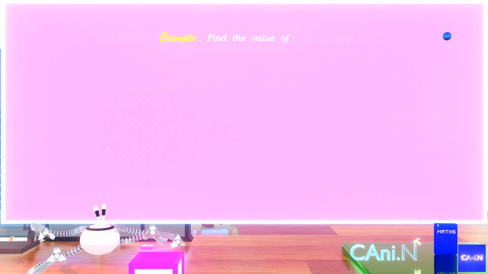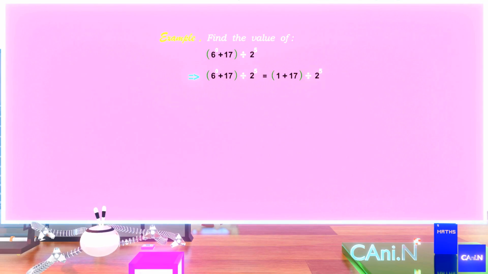Example. Find the value of 6 raised to the power 0 plus 17 divided by 2 raised to the power 5. 6 raised to the power 0 plus 17 divided by 2 raised to the power 5 equals 1 plus 17 divided by 2 raised to the power 5 equals 18 divided by 2 raised to the power 5 equals 9 by 16.